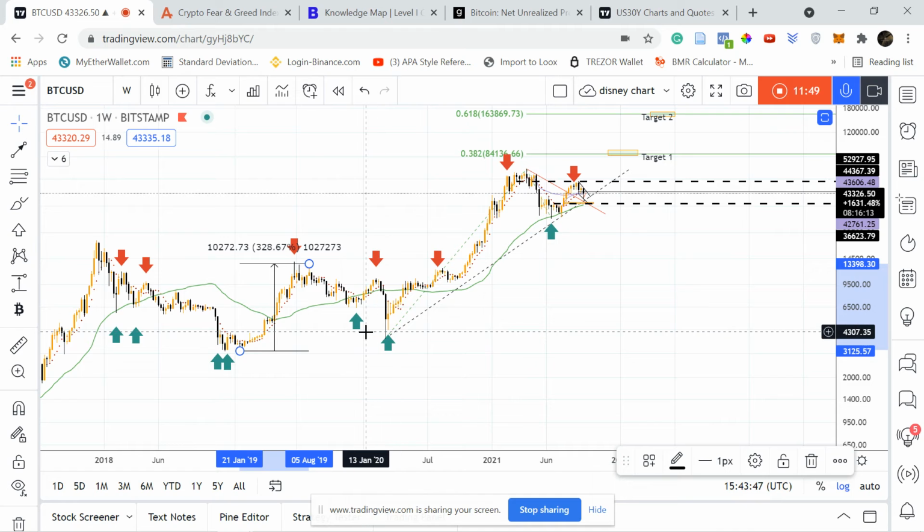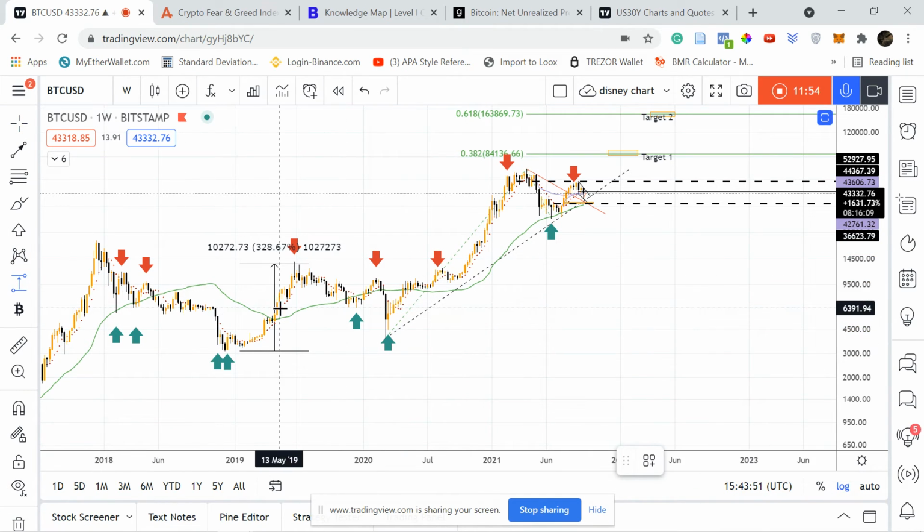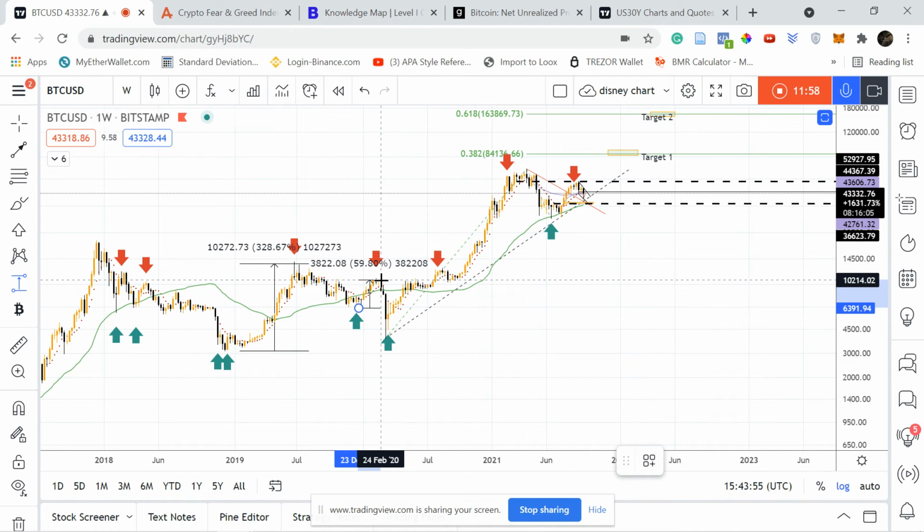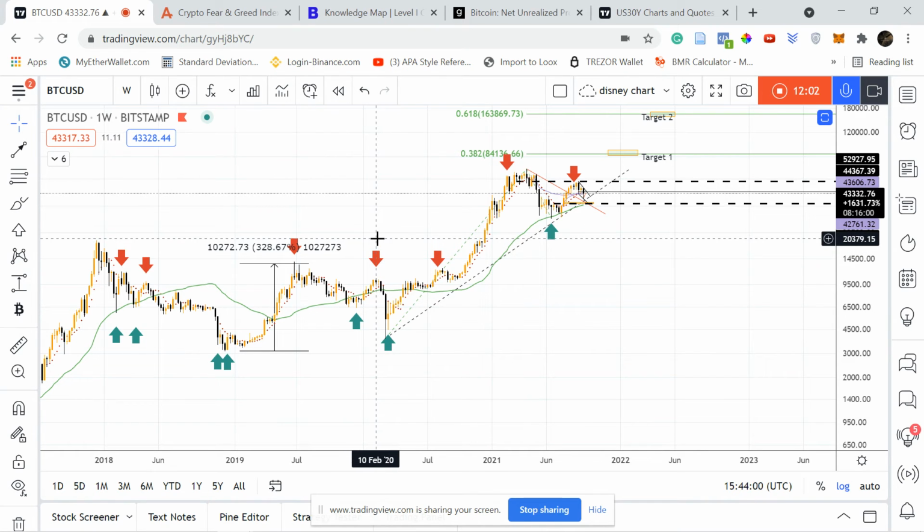So if you were around here, you would have bought, and again you got a 50% run up. Now, how do we know exactly the moment? Where is the moment to sell, to take profit? Let's have a look again.